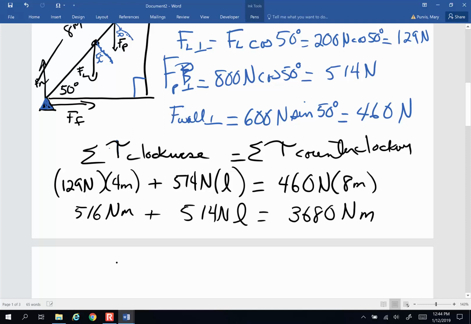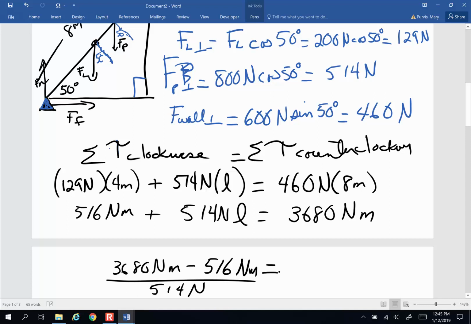newton meters. If I take 3680 newton meters minus 516 newton meters, and then divide the whole ball of wax by 514 newtons, I'm going to end up with a distance of 6.16 meters, which is how high the person can actually climb up the ladder before the whole system begins to spin.